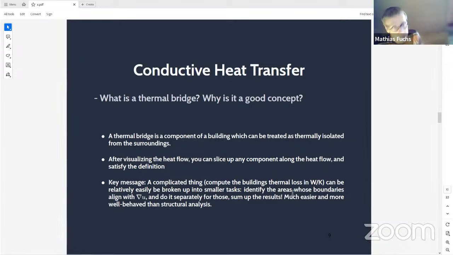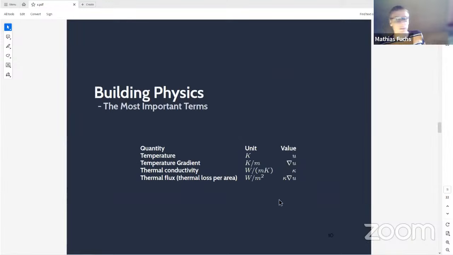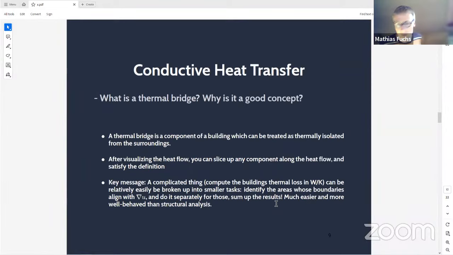The nice thing about this differential equation, about the heat equation, is that a large component, like an entire building, can be split up into separate components, which are called thermal bridges, which are characterized by adiabatic boundary conditions. So as soon as you can identify a component such that the temperature gradient always stays within the component and does not leave it, you can compute its thermal loss separately. So this is why this kind of finite element analysis is much better behaved mathematically and numerically than, for instance, structural or elastic analysis.